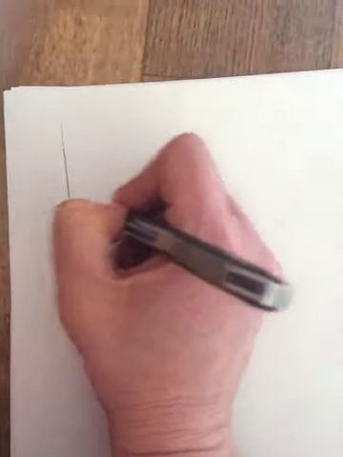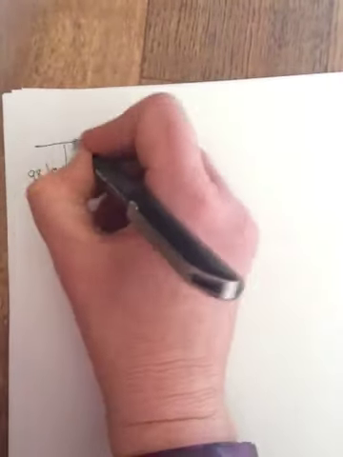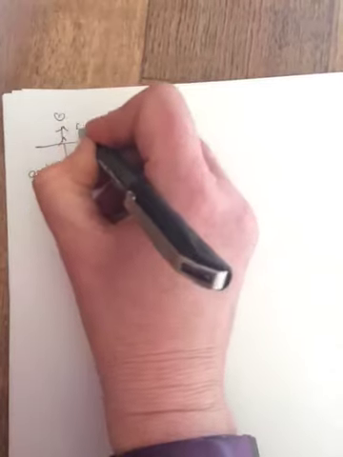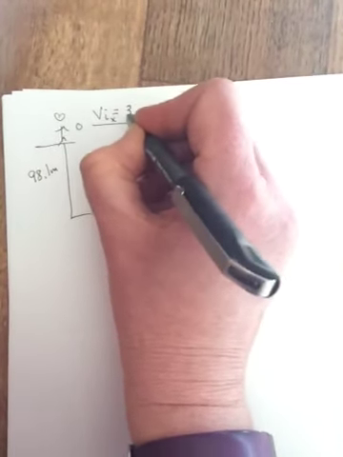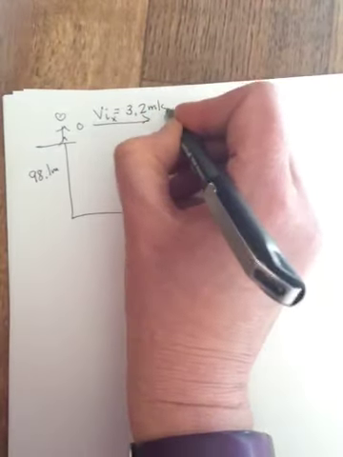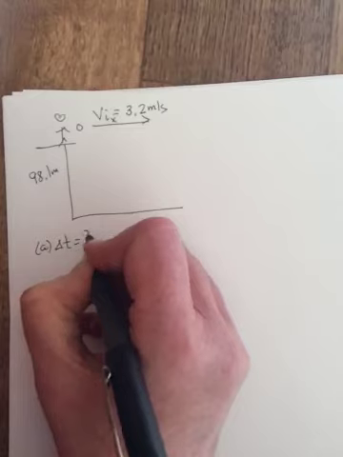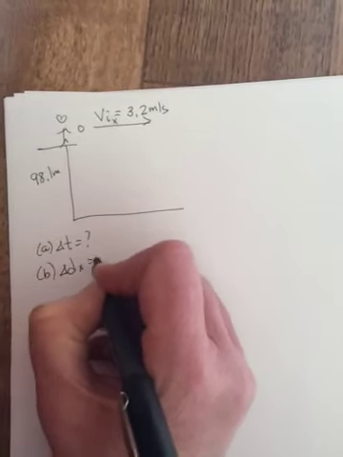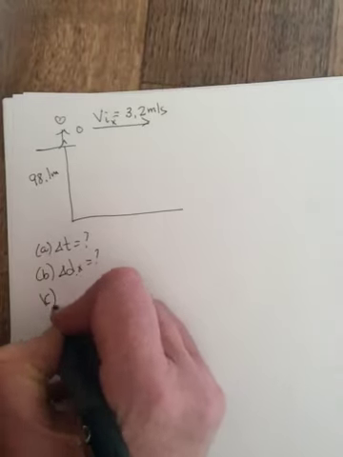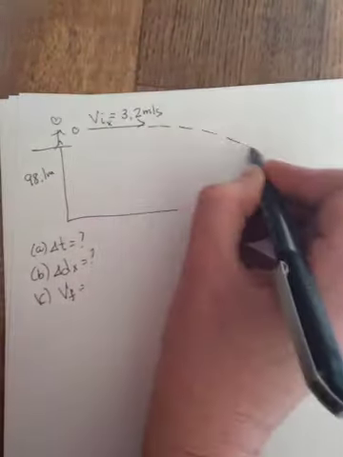So let's suppose my building is 98.1 meters high. Let's suppose I'm throwing an object with a velocity, of course, in the x direction horizontally, 3.2 meters per second. And we're going to ask, how long is it in the air, delta t? How far away did it land, delta dx? And with what speed does it hit the ground, vf? Okay, so it's going to do this.